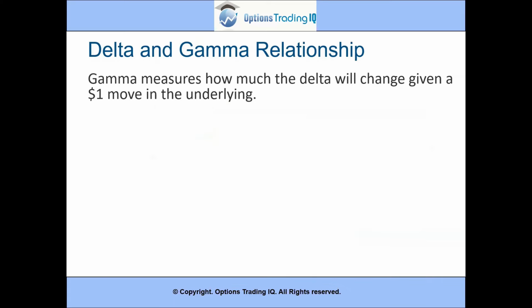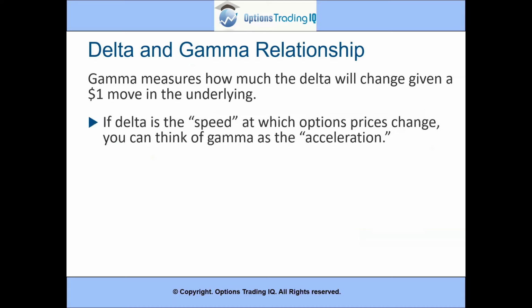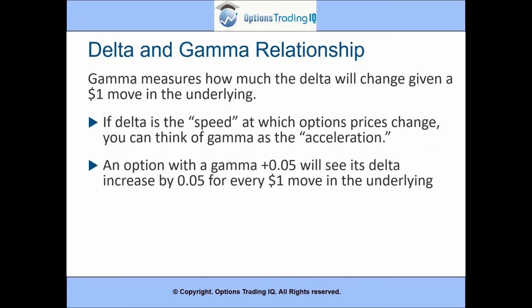Let's look at the delta and gamma relationship. Gamma measures how much the delta will change given a $1 move in the underlying. If delta is the speed at which option prices change, you can think of gamma as the acceleration. An option with a gamma of plus 0.5 will see its delta increase by 0.5 for every $1 move in the underlying. So the gamma is measuring how much our delta will change, and delta is measuring how much the price of the actual option will change.